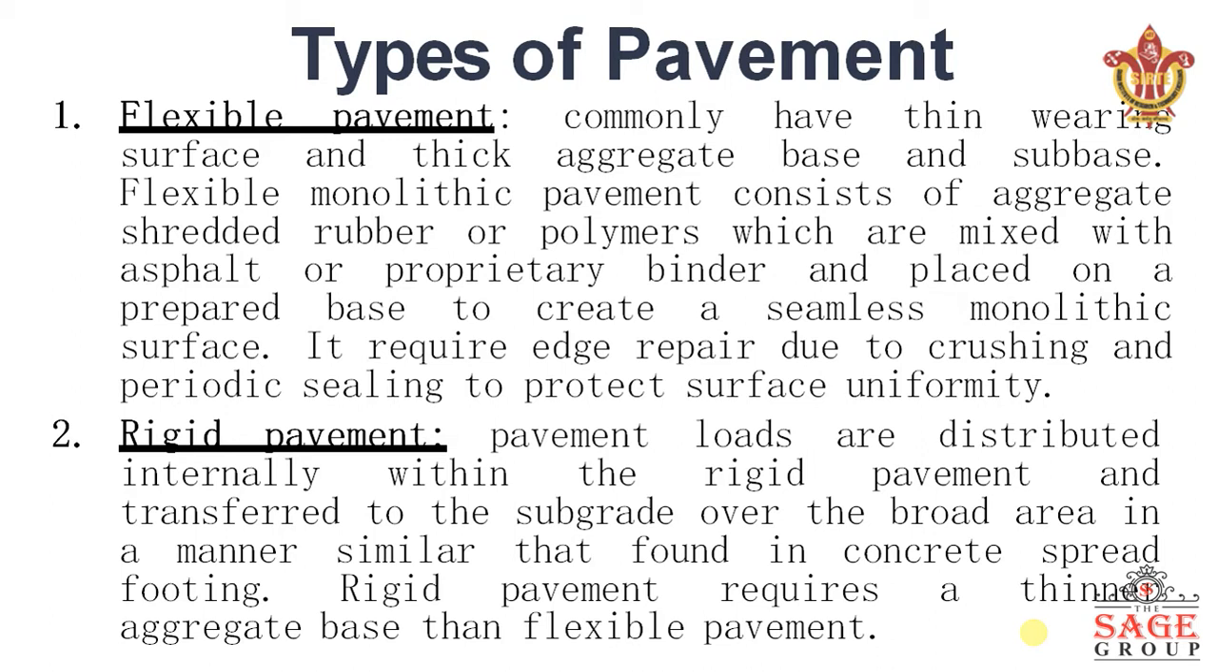The second pavement is the rigid pavement. In this pavement, the pavement loads are distributed internally within the rigid pavement and transferred to the subgrade over a broad area in a manner similar to that found in concrete spread footing. Rigid pavement requires a thinner aggregate base than flexible pavement.